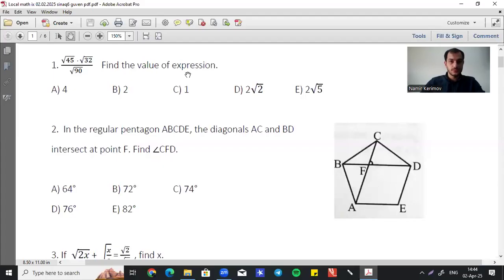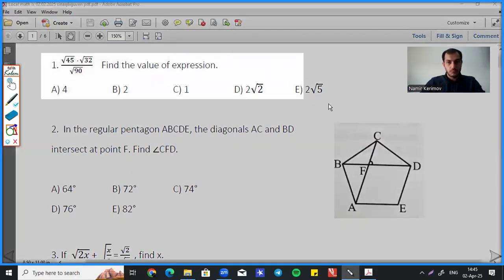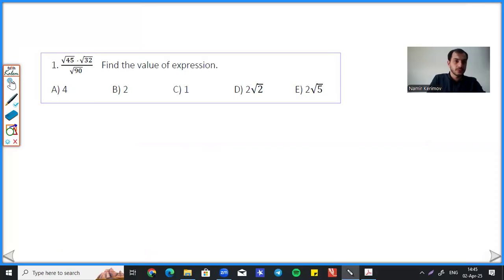So in the first one, it's better to simplify and then multiply. For example, root of 45 will be root of 9 times root of 5, which means it's 3 times root of 5. And root 32 is 16 times 2, which we can say is 4 root of 2. And 90 is 9 times 10, so it's 3 times root of 10.